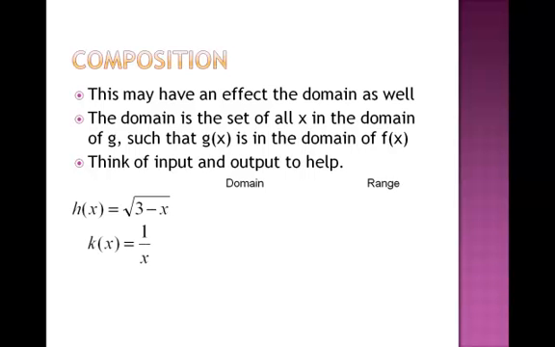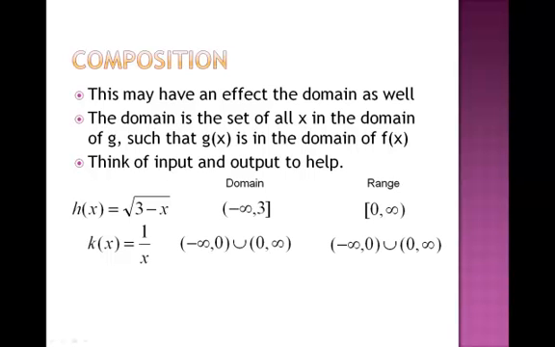So imagine I have two functions like h of x, which is the square root of 3 minus x, and k of x, which is 1 over x. And I'm going to record the domain and range for each of these. Now, when I make the composition of these two functions, say, for example, I put h inside of k, I get this new expression 1 over the square root of 3 minus x. Now, to figure out what the domain of this one will be, I need to check the domain and range of each of them to see if there are any conflicts.